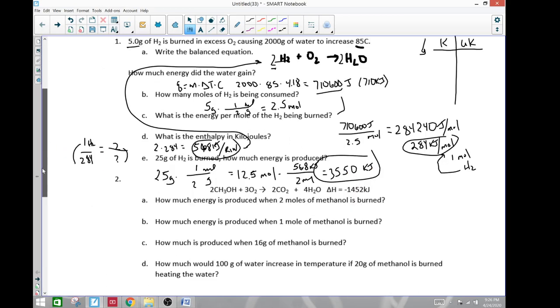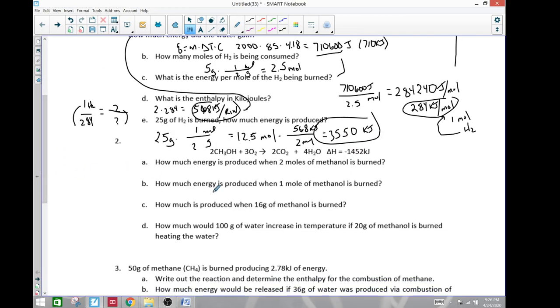All right. How much energy is produced when 2 moles of methanol is burned? So now they're just giving me the delta H. So that last problem, we did an experiment where we collected the energy for this. Now they're just giving it to us. Now that's one cycle through this process. How much energy is produced when 2 moles of methanol is burned? That's that stuff right there.